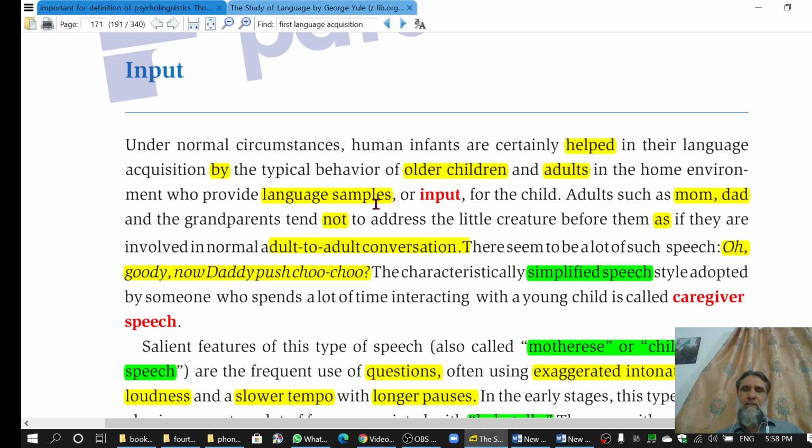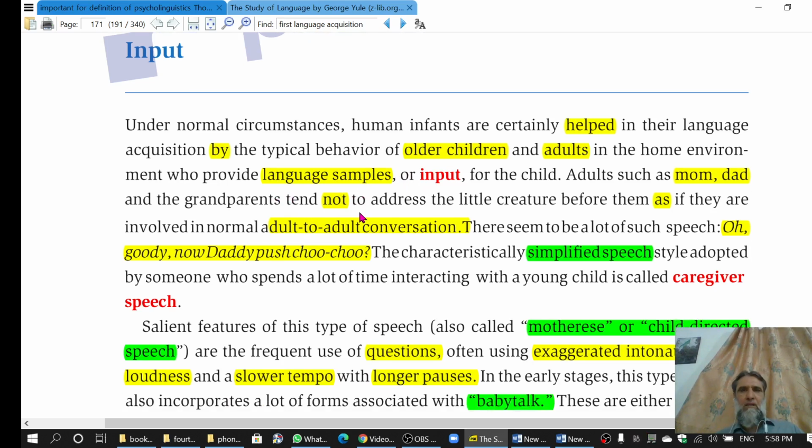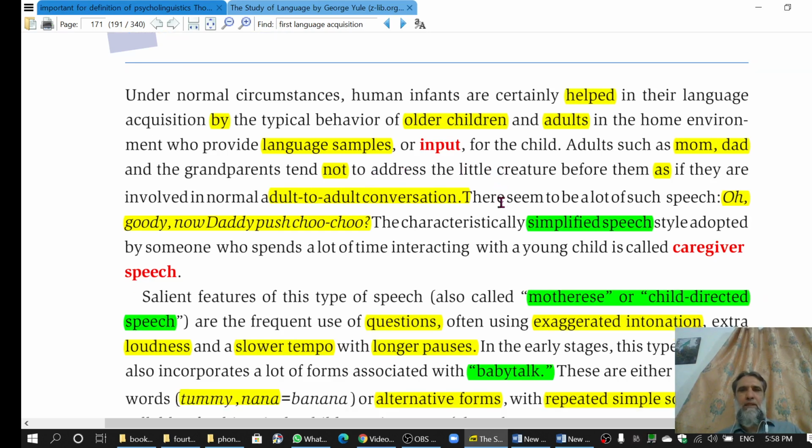They speak, they may talk to each other, they may talk to the kid, to the child, to the infant maybe, and this provides a kind of language sample. This language sample, which the child hears from the older children and from the adults, is called input. So input is that language samples which he hears too when he is a kid. Input, whatever the child hears, can be referred to as input. So this is the definition of input.